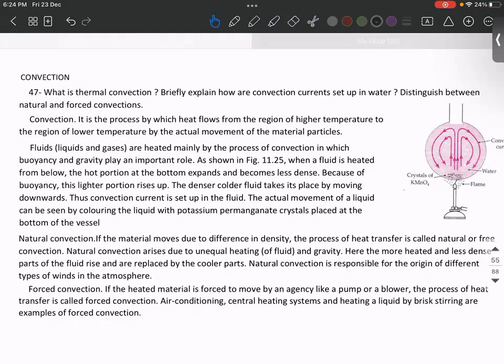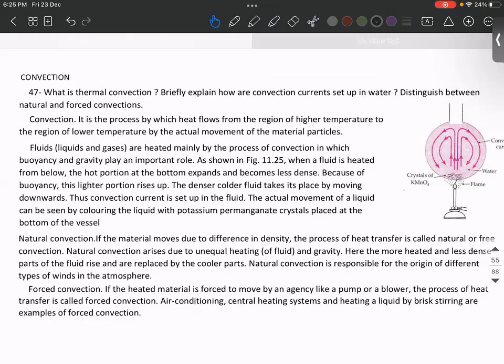At the bottom, right? If you have a flame given to it, there are crystals in the flame. I'll be showing you today, not this experiment, I'll show you how KMnO4 works. KMnO4, when you heat it, have you seen what color comes? Tell me, KMnO4, have you seen it, what color? Right, you put it there, when you heat it at the bottom, crystals of KMnO4, what will happen?